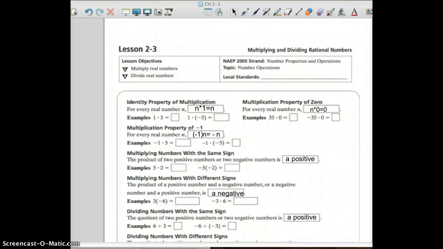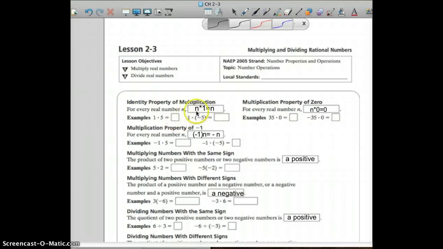Hi class, we're looking at lesson 2-3, which deals with multiplying and dividing rational numbers. Let's look at the notes for the beginning section here. We have the identity property of multiplication and then the zero property, the multiplication property of zero. The identity multiplication tells us that to multiply any number by 1, we're still left with that number.